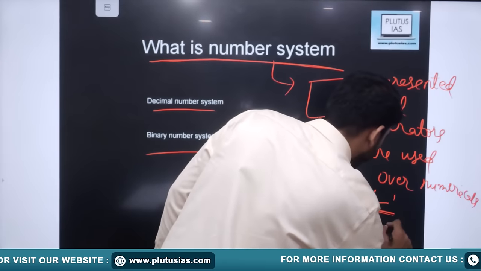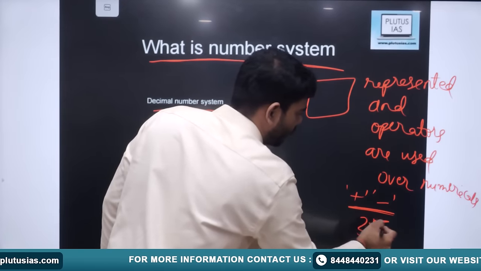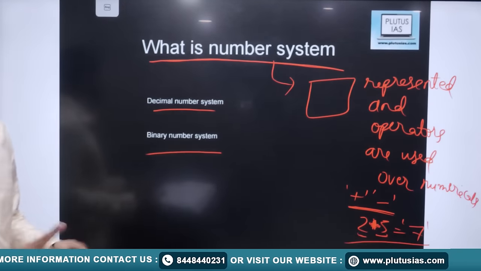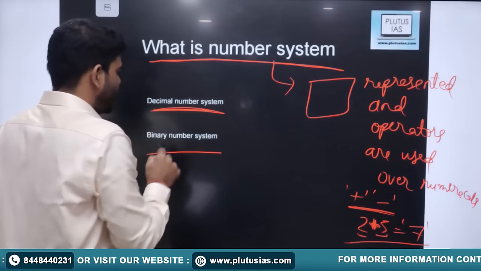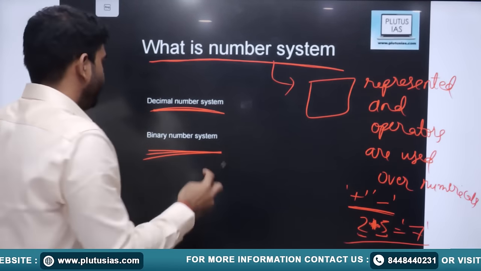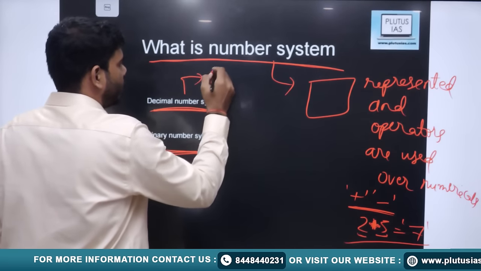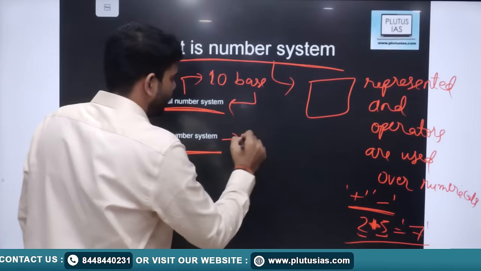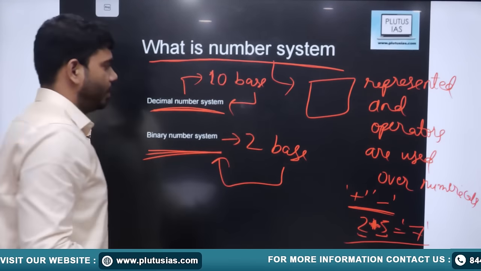Like 2 plus 5, there are 2 numbers and an operator is used between them to give us a third number, which is 7. Right? So this is a simple definition of what a number system is. And number system can have various bases. Base means the base of the number system. For example, there can be a base of 10, and we call this decimal number system. We can have a base of 2, we call this binary number system.